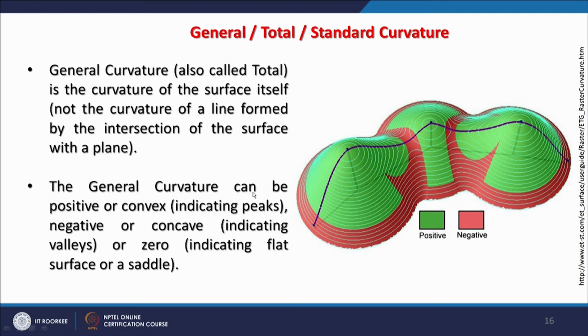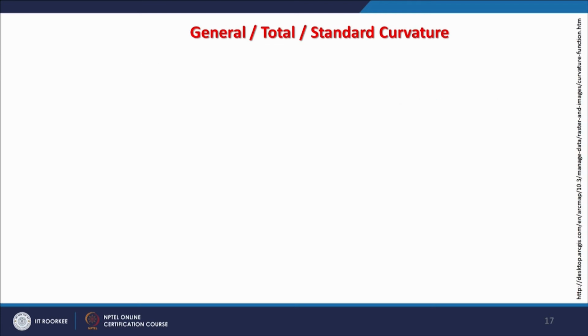So, general curvature can be positive or convex, indicating peaks like here in the green colored one, and negative or concave, indicating valleys, and of course 0 indicating a flat surface or a saddle. So, this is how we see these curvatures.